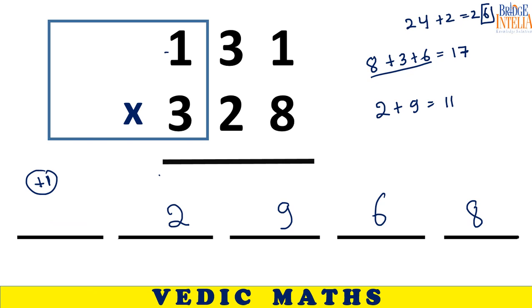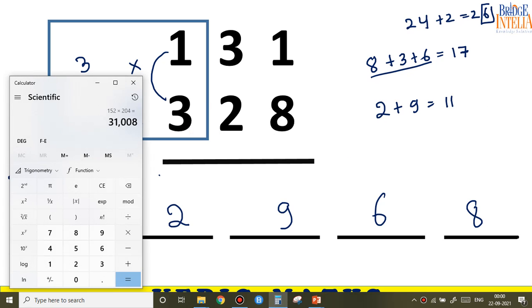So now only 2 numbers are inside the box, 1 and 3. So 1 into 3 is 3. So the cross connection product is 3, and 1 is already carried forwarded. So 3 plus 1 is equal to 4. So the final answer is 42968. Let's verify.